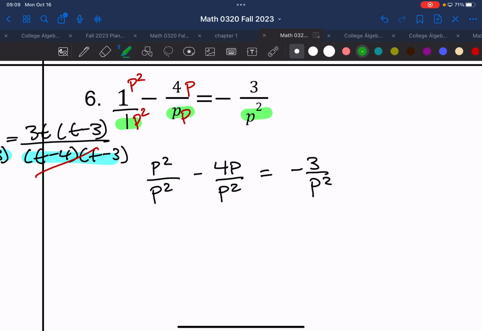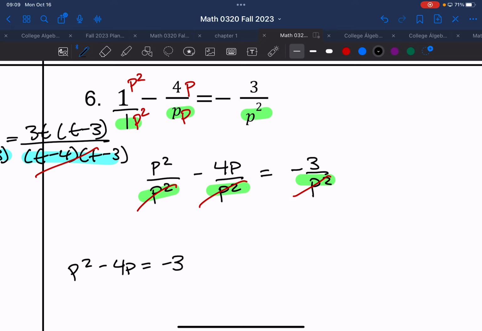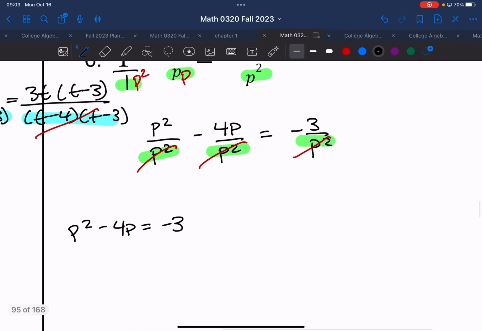So now that we have the common denominator of p squared, what's going to happen to that? It's going to cancel. So that means we are left with p squared minus 4p equals -3. Since we have a p squared, this tells us it's going to be what type of equation? Quadratic. And for our quadratic equations, they have to be equal to 0. So what am I doing to that -3? Adding it over. So I have p squared minus 4p plus 3 equals 0.